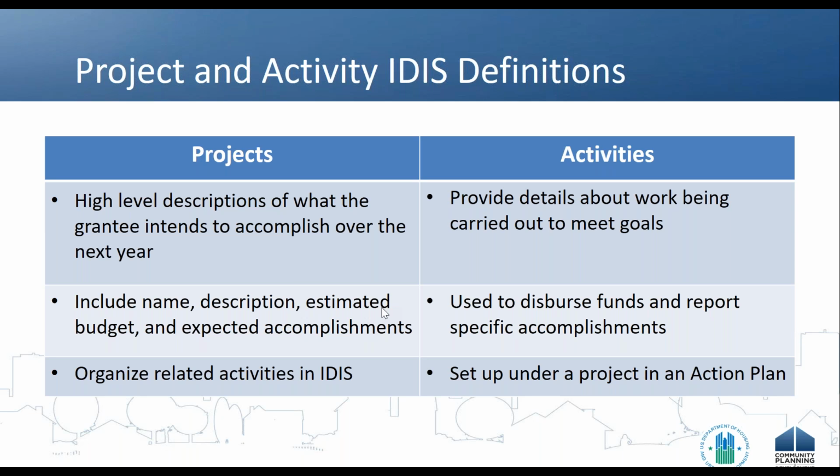Projects. IDIS projects generally correspond to the grantee's consolidated plan and annual action plan projects. Each IDIS project is set up under a specific plan year, and these projects are high-level descriptions of what the grantee intends to accomplish over the next year. Grantees enter information about each project, such as name, description, estimated budget, and expected accomplishments. Projects also serve as a chief mechanism for organizing and tracking related activities in IDIS.